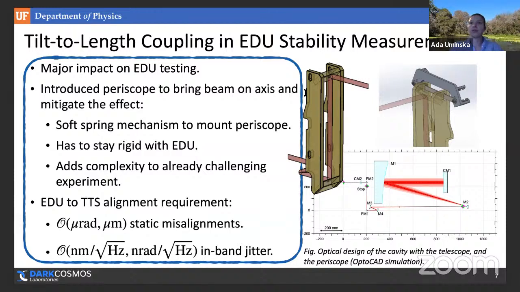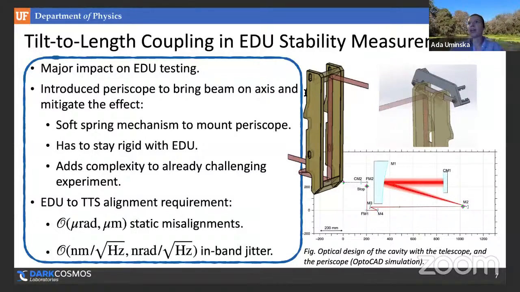And there are a few requirements on this periscope. First is that it has to stay aligned within itself to picoradian level. Second, it has to stay rigid with the telescope. And third, it cannot be mounted permanently to the telescope, to enable further measurements, for example, wavefront sensing at Goddard.